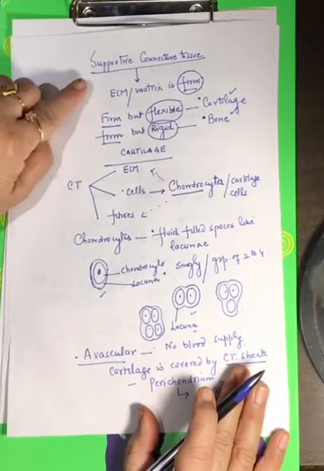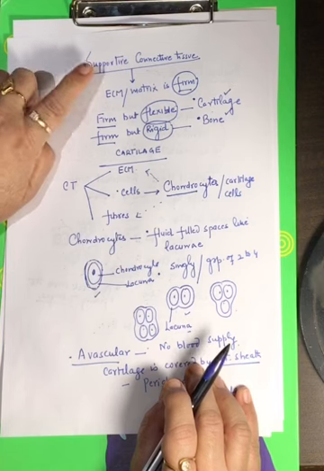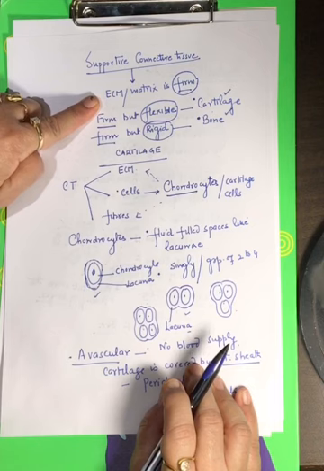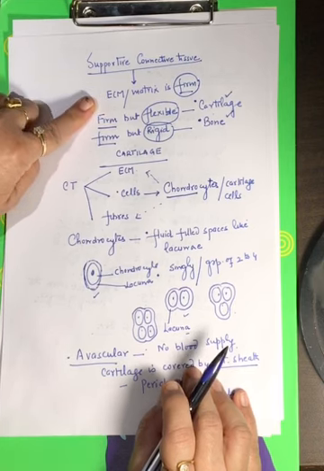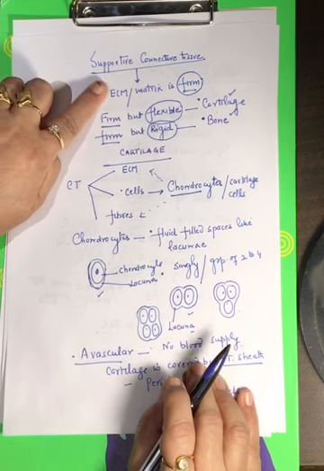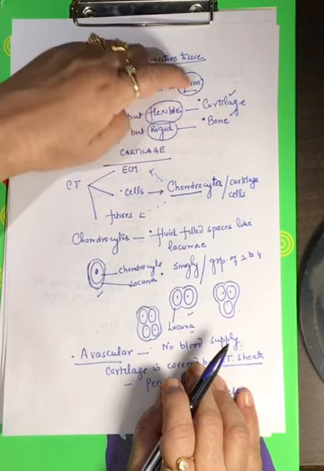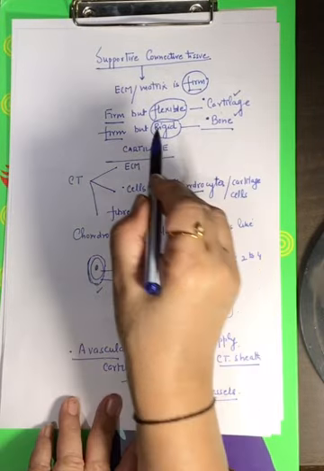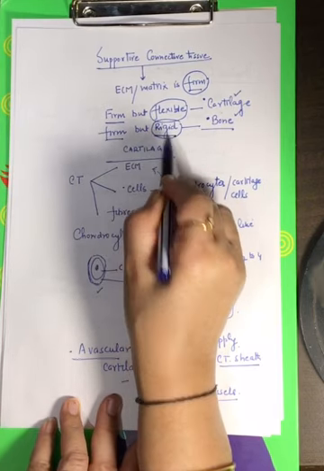So cartilage is supportive connective tissue. Why we call it as supportive? According to the classification, if ECM is firm. If ECM is soft, we call it as connective tissue proper. If it is fluid, we call it as fluid connective tissue. And if it is firm, it is called supportive connective tissue. If the ECM is firm but flexible, it is cartilage. So cartilage is flexible, but bones are not flexible, because in bones the ECM is firm but it is rigid.